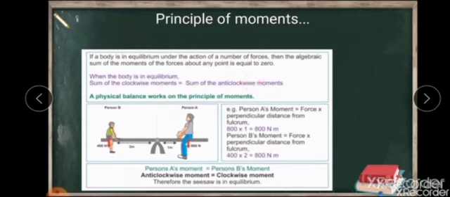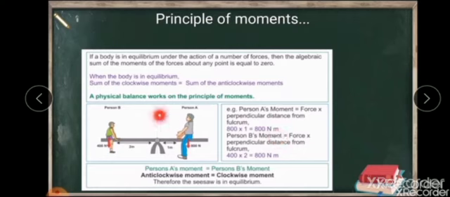Let's see an example. The figure shows an example of a physical balance, which works on the principle of moments. That is, it should be in a state of equilibrium. Now at equilibrium, let's calculate the moment of person A and the moment of person B. First, the moment of person A. Moment is equal to the force applied into the perpendicular distance from the point of application. So the moment of A will be 1 into 800, which is equal to 800 Newton meter.